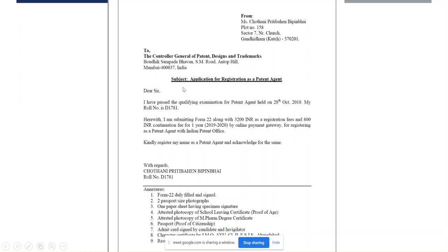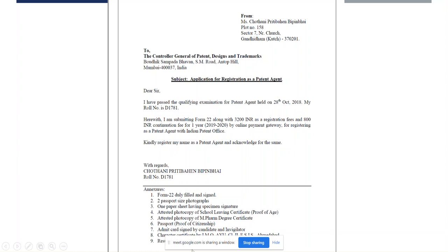Okay, thank you. Then the subject: application for the registration as a patent agent. Then you have to write down where your examination was held, what your roll number is, and what you are submitting with this. So you are submitting Form 22 along with 3200, that is the registration fee, as well as 800, the renewal fee, paid through the online gateway to register as a patent agent with the Indian Patent Office. Then: kindly register my name and acknowledge the same. Then you have to write down your name with your roll number and your signature over here.